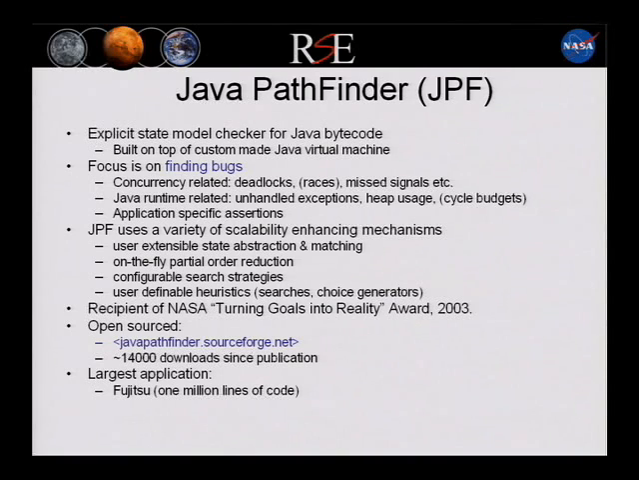And the focus of this model checker is on finding bugs. And they are concurrency related, such as deadlocks, data races, missed signals, and so on. Also Java runtime related, so for example, JPF looks for unhandled exceptions and so on. And it can also check for application-specific assertions, like Java assertions, and also it can check for safety properties implemented with some listener mechanism and so on.